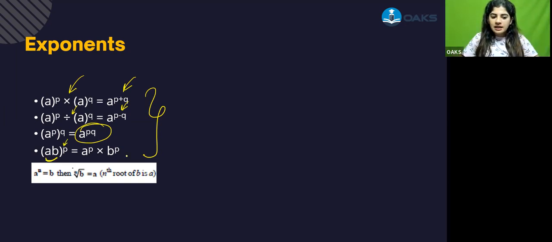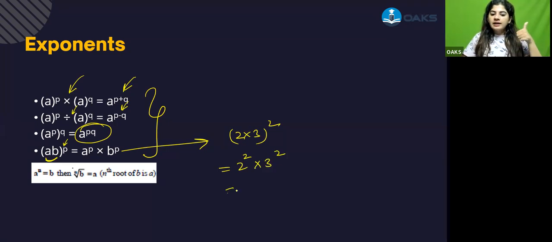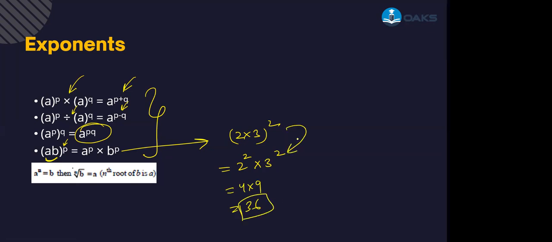Now, an example of this is, I have 2 into 3 raised to power 2. Now, what will be the answer? It is 2 raised to power 2 into 3 raised to power 2. Now, we can just solve this like this and 36 will be the answer. Here we are using this law.